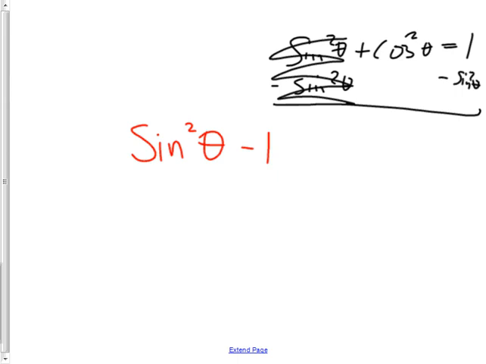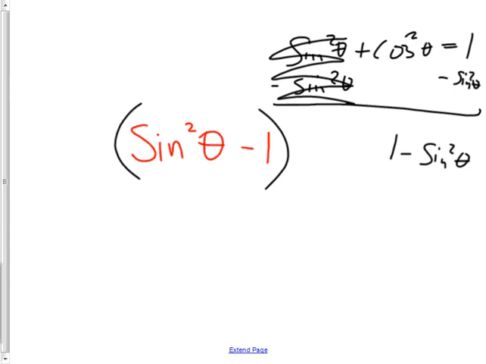This is backwards. See what I mean? I'm supposed to be having 1 minus sine squared, and I have sine squared minus 1. You can still make the replacement. I can still put in cosine squared for that, but it's backwards. So, what do you think?